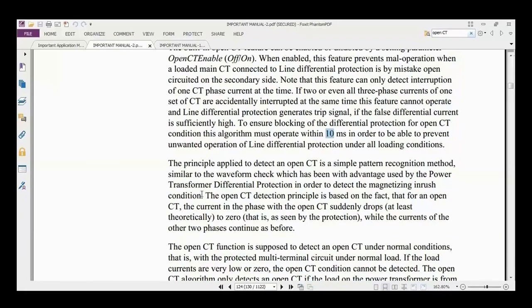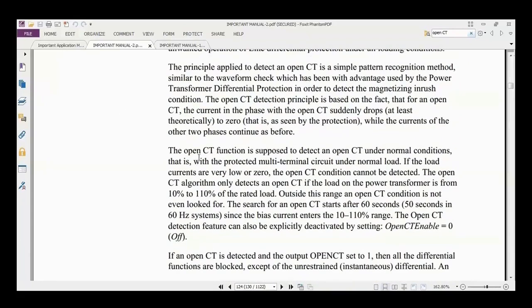OpenCT principle. Current in phase with OpenCT drops to 0, while other phases continue. OpenCT function detects OpenCT normally. In higher area phase, it drops quickly. This is the same for protection when the three differential ones continue as they were, before it continues with the investigation. An OpenCT opportunity should be introduced under normal conditions.